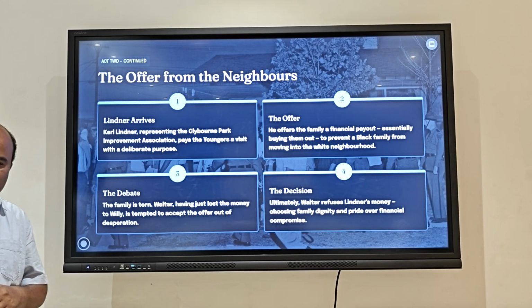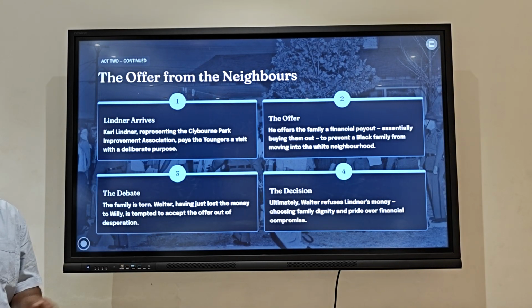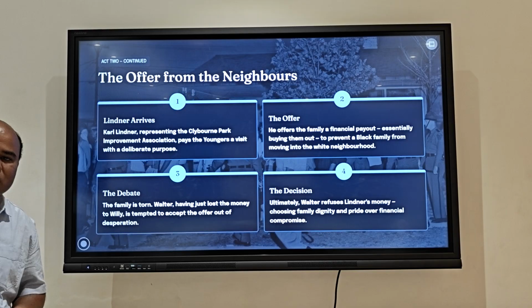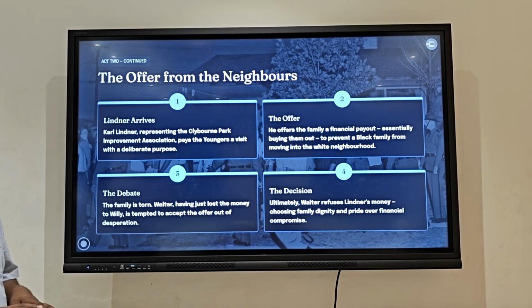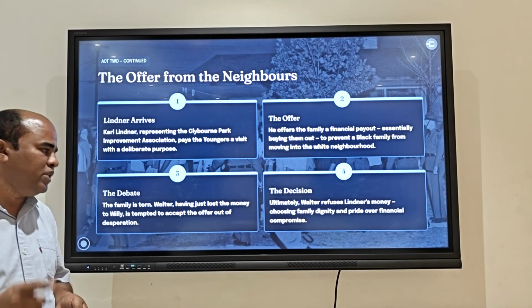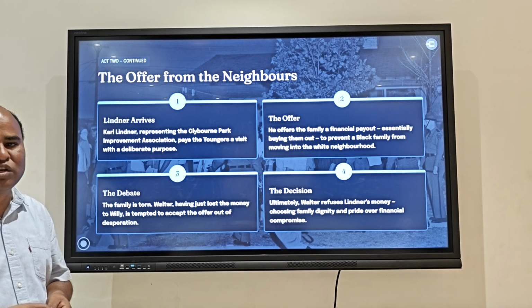And the resolution to this debate: now the family is completely divided. Walter wants to accept the offer. The family is in quite a desperate state. Whatever amount they had received as an insurance payment, that amount is now lost forever. And hence the choice is to be made by the family. And Walter actually undergoes a change in the play, and he says that I don't want money, and he chooses the family dignity and pride over the financial compromise.